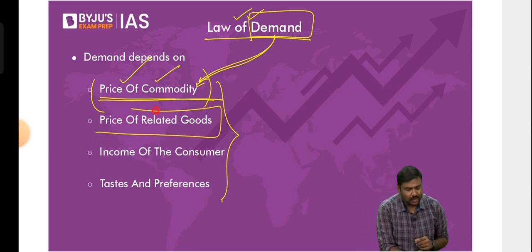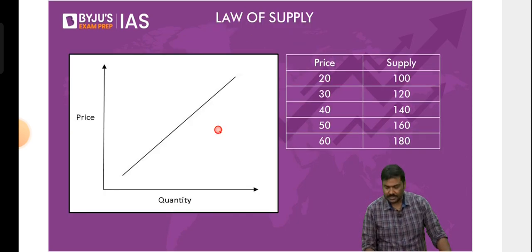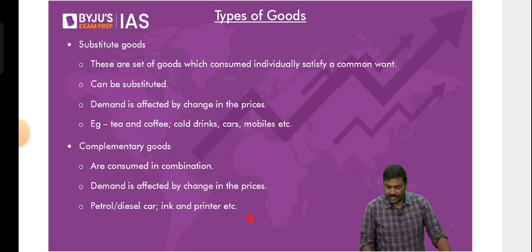Then there is a concept of price of related good. What is this price of the related goods? Let me have a discussion on related goods, and then we'll come back to this. Don't worry, I'll come back. Don't say, sir, you're skipping slides. There is a set of goods which are referred to as substitute goods and complementary goods.